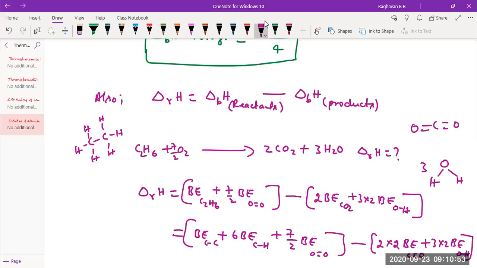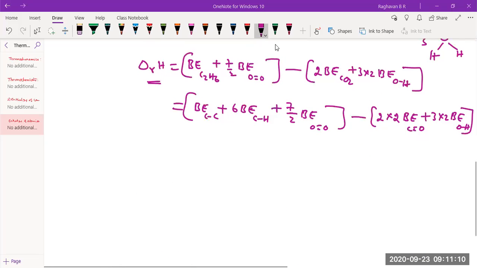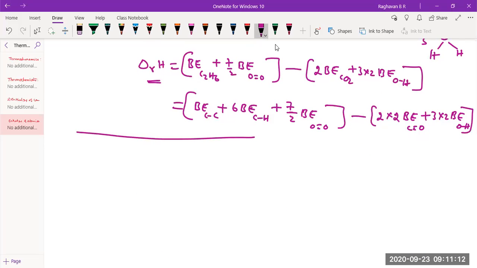They would have given bond enthalpies of CC bond, CH bonds, O double bond O, C double bond O, OH bond. Substitute and simplify. Get enthalpy of reaction. Is it okay? So that's about bond enthalpy concept. Okay. See, after this, there are different definitions. You can analyze by common sense.